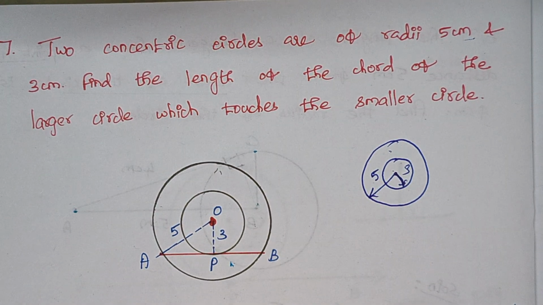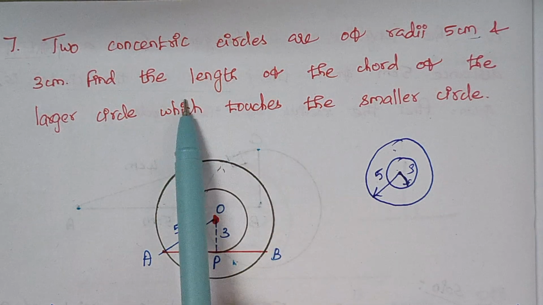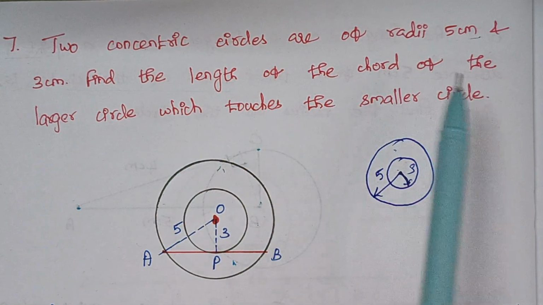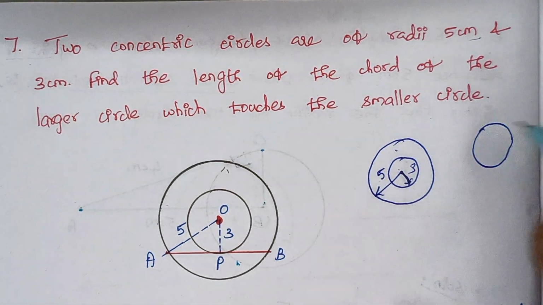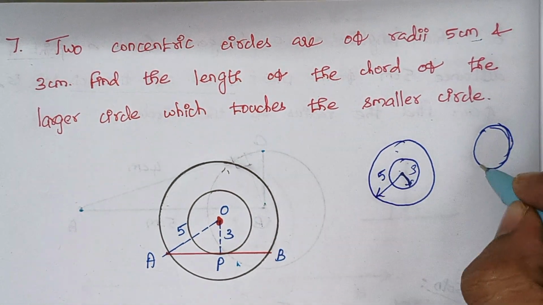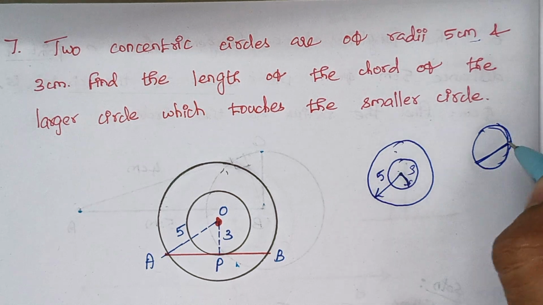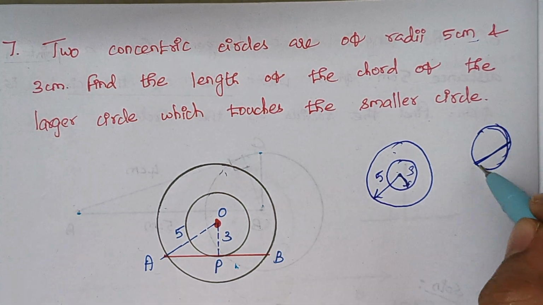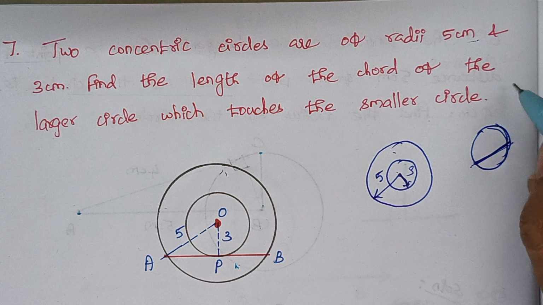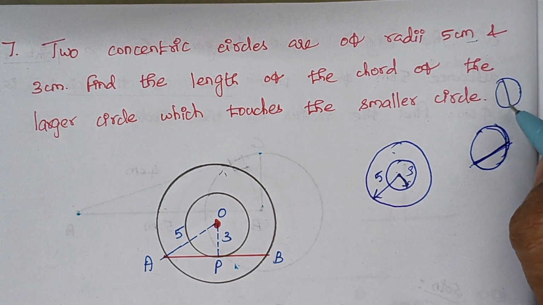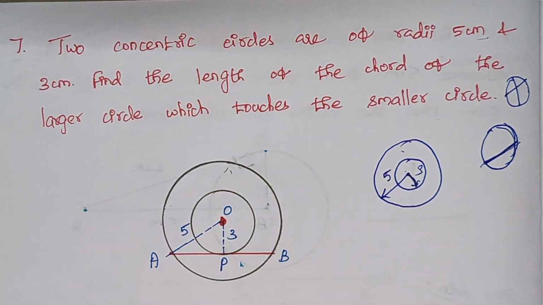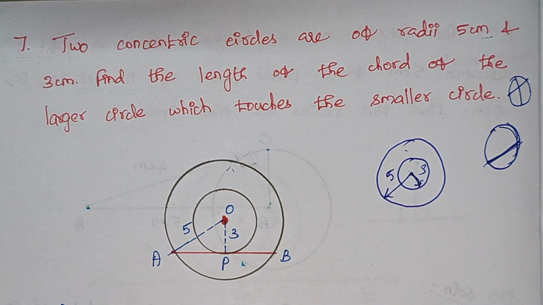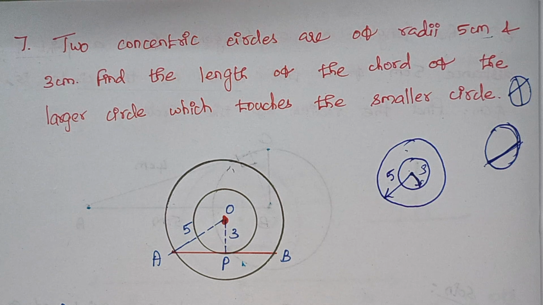Now we have to find the length of the chord. What do you mean by chord? A chord is nothing but a line which touches the circle at two different points. So here this is the chord, and even you can draw a line like this. This is also a chord. This is also a chord. Everything is a chord. If a line touches the circle at two different points, then that is known as a chord.